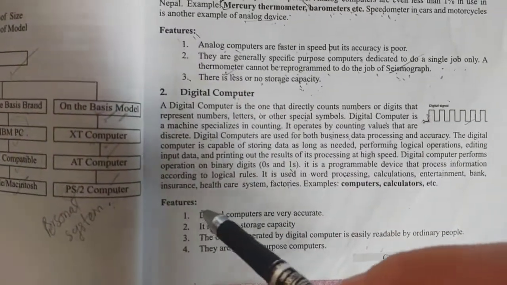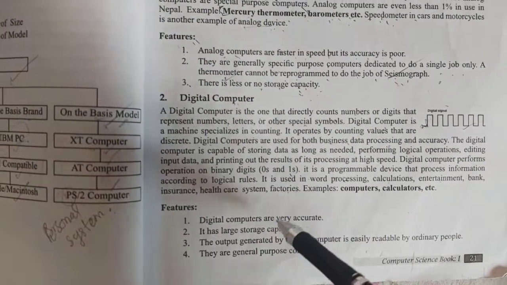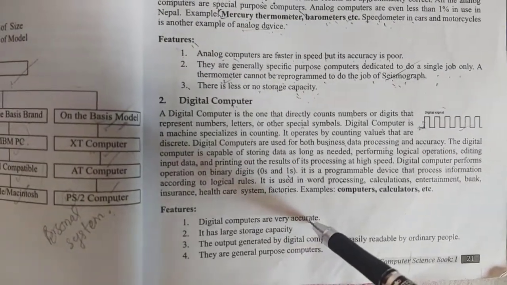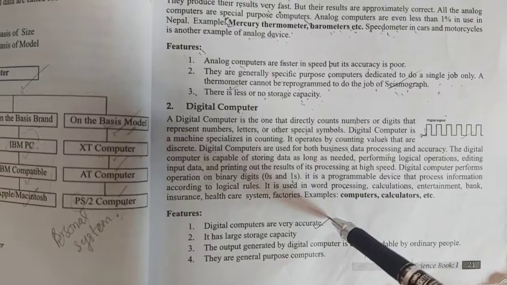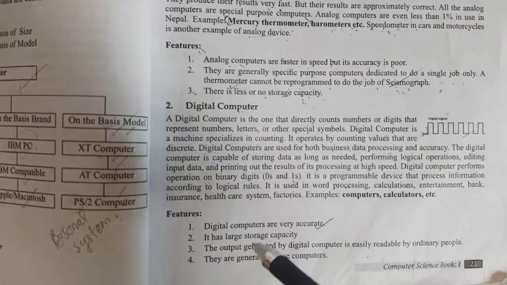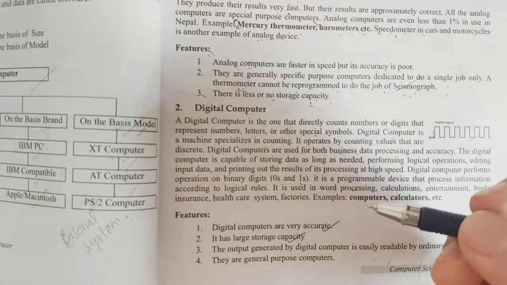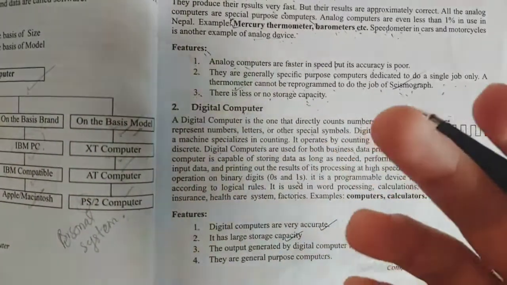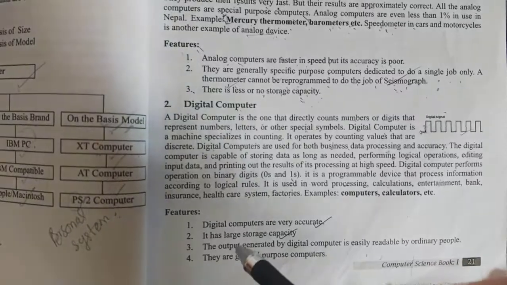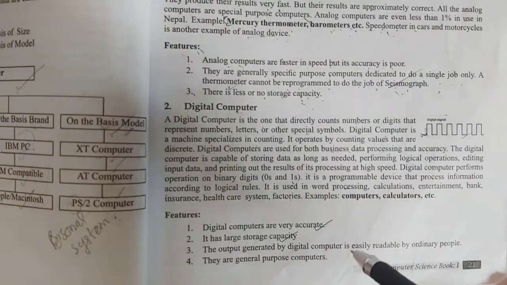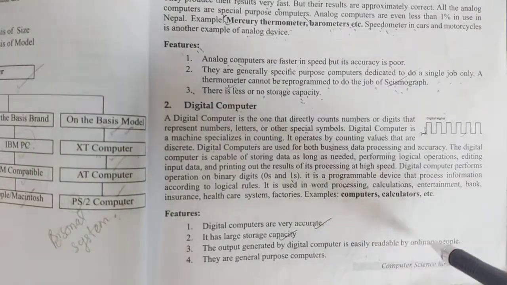And now the features of digital computers. Digital computers are very accurate. They give accurate data and do not produce errors, and they have a large storage capacity. They can store a larger amount of data than analog computers. The output generated by a digital computer is easily readable by ordinary people.